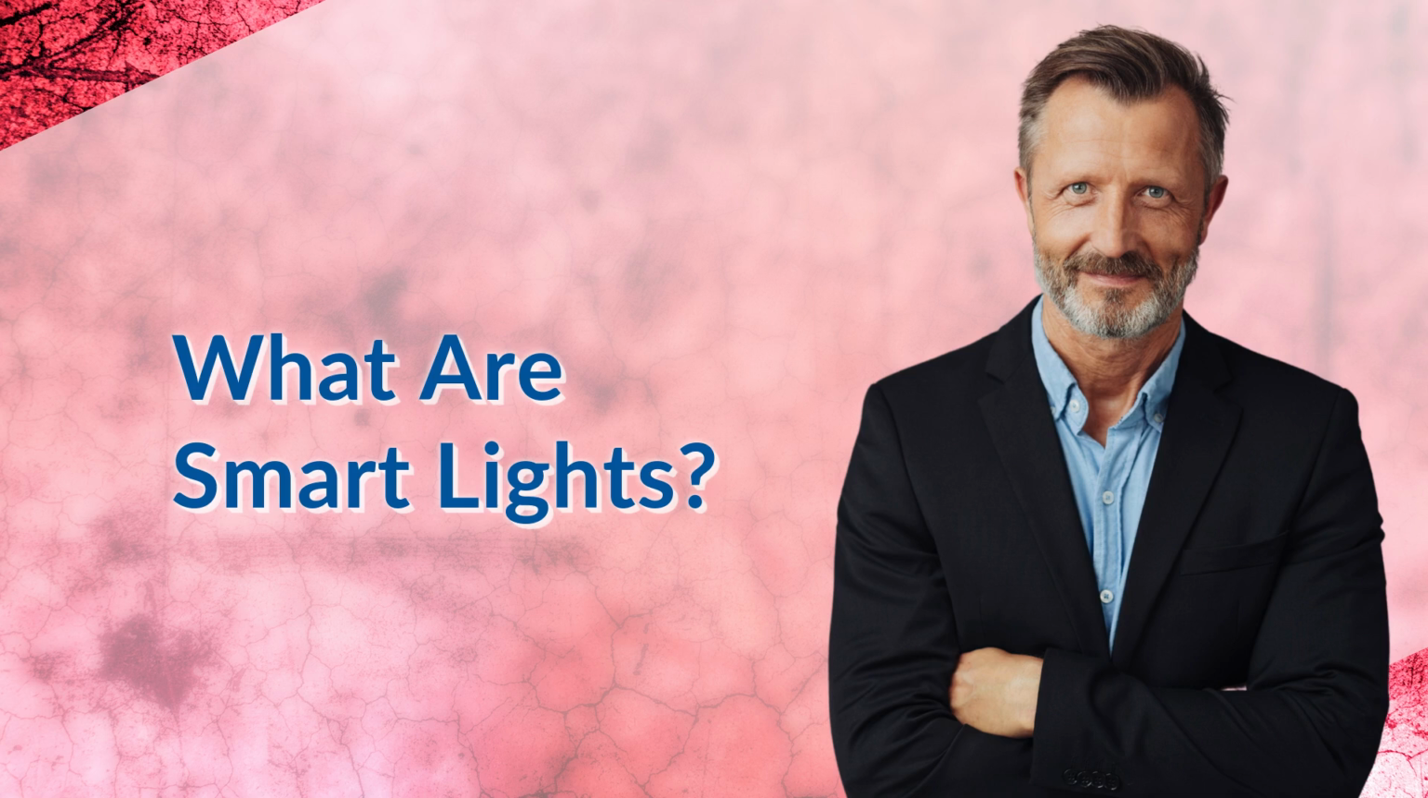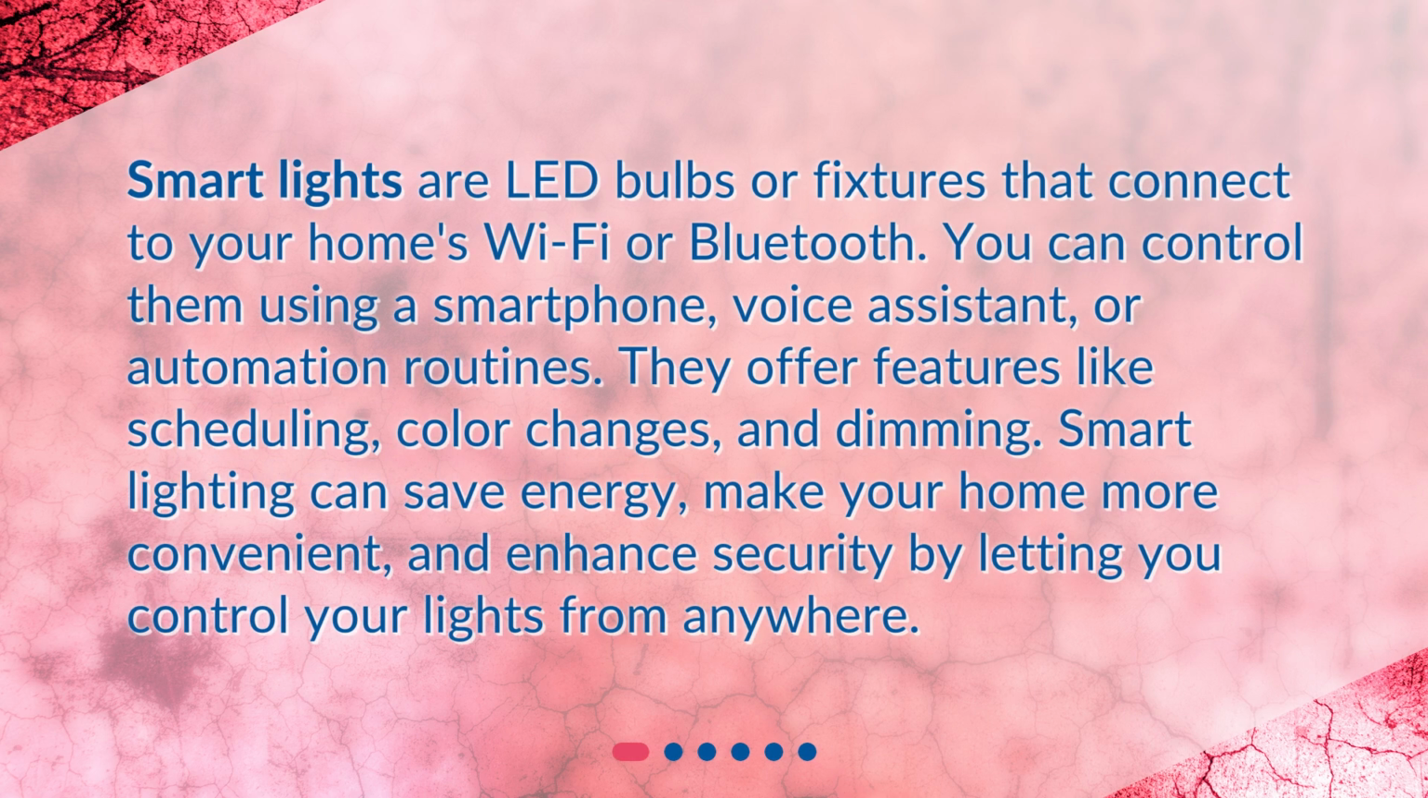What are smart lights? Smart lights are LED bulbs or fixtures that connect to your home's Wi-Fi or Bluetooth. You can control them using a smartphone, voice assistant, or automation routines. They offer features like scheduling, color changes, and dimming.